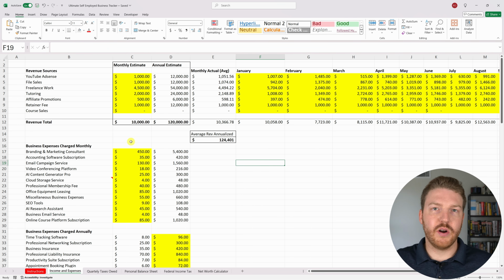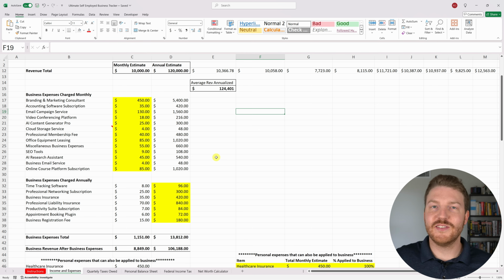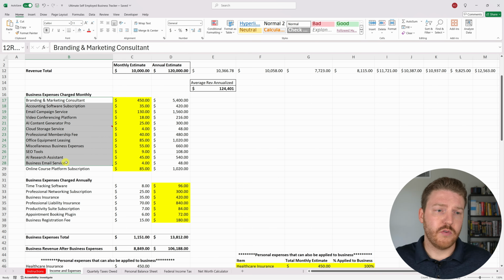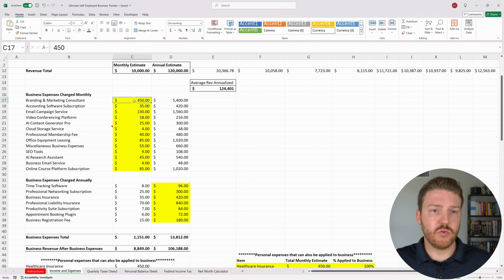Now let's dive into our expenses. You have to spend money to make money. I've found it most convenient to break expenses into two separate sections. This might be different for your business, but I have a lot of business expenses that are charged monthly, and a lot that are charged annually. So I have this whole section for monthly charged business expenses where I put in how much I pay per month on each of these different categories. And then the annual value is just that value times 12. I just use that times 12 formula for all of them.